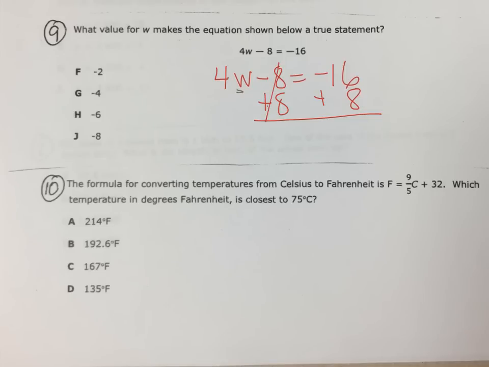Okay, this will cancel out. And then I have negative 16 and 8. They're different signs, so you're going to actually subtract and keep the sign of the larger absolute value. So your answer is negative 8 equals 4W. Now, I want to get the W by itself. So this is multiplying by 4, so the opposite would be dividing by 4. If I divide by 4 here, I must divide by 4 here. So this becomes W equals negative 2. So your answer is F on number 9. All right, number 10.